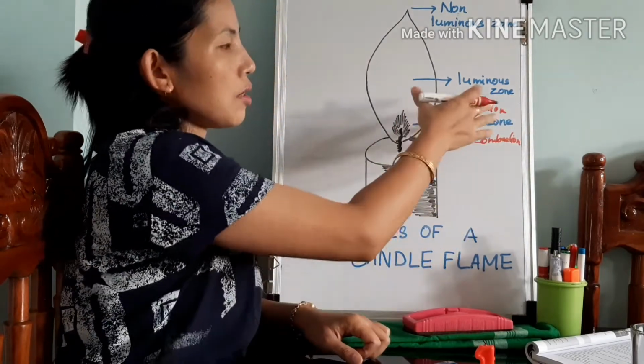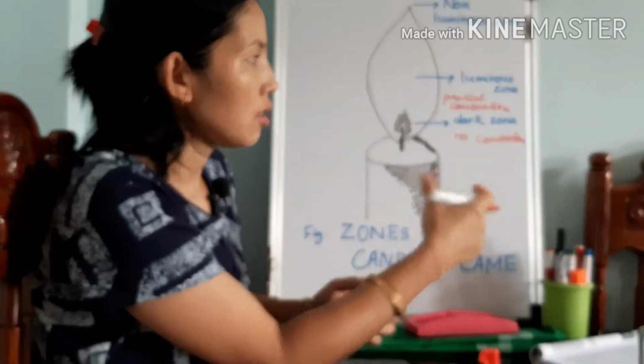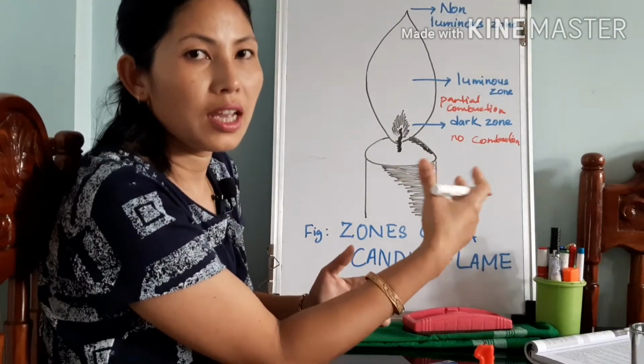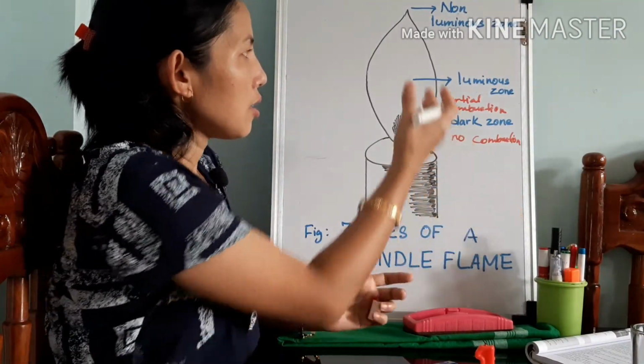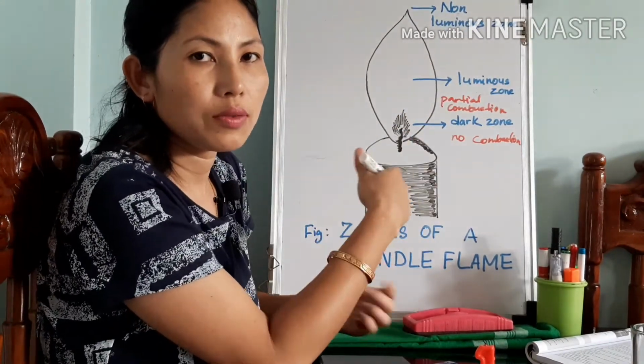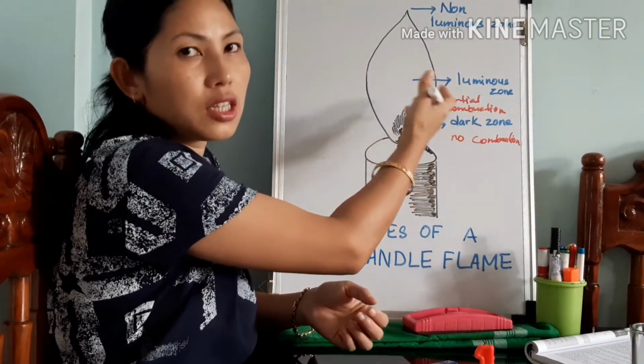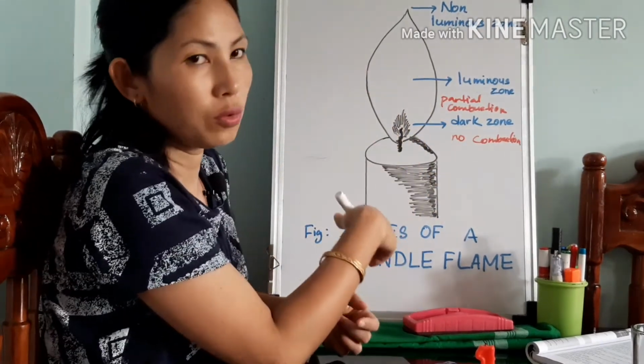As a result, it burns with a yellow flame which is very bright in color, which is visible and very bright. And in this zone also, it does not burn completely due to the insufficient supply of oxygen. So you can say partial combustion in case of the luminous zone.